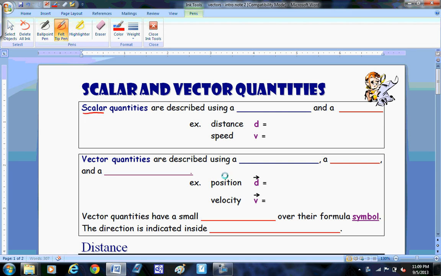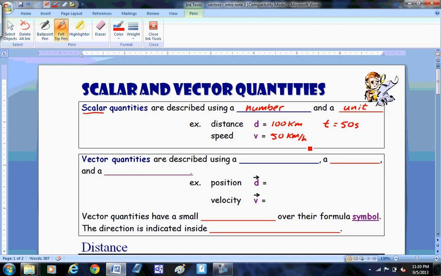Now scalar quantities are ones that do not have a direction, and they can simply be described using a number and some kind of unit. So examples of scalar quantities would be things like distance. So you might have a distance of 100 kilometers. So you got your number and you've got your unit. Maybe you have a speed. The speed could be 50 kilometers per hour. It could also be time, for example. You might have a time of 50 seconds.